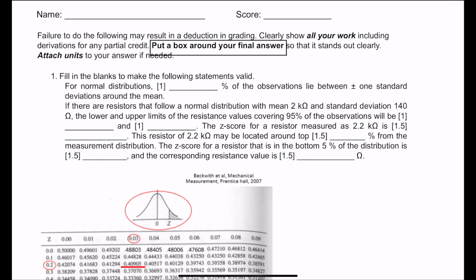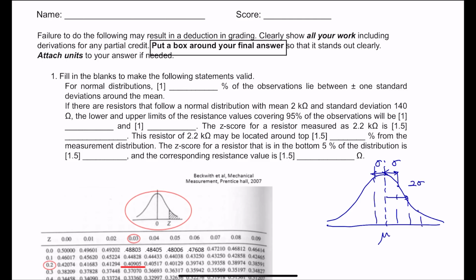Okay. All right. Anyway, let's go back and try this together. So for a normal distribution, a certain percentage of the observations lie between plus and minus 1 standard deviation around the mean. If we have a normal distribution like that, and we have a mean value, then from here this is 1 standard deviation, 1 standard deviation, and we have 2 standard deviations away, 3 standard deviations away. We talked about these, right?